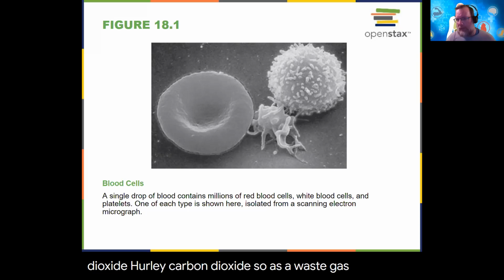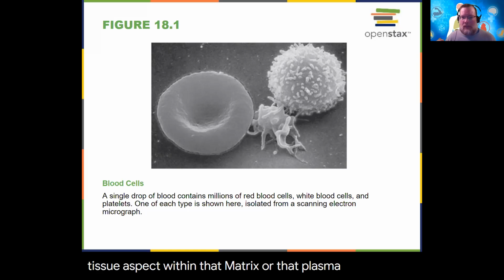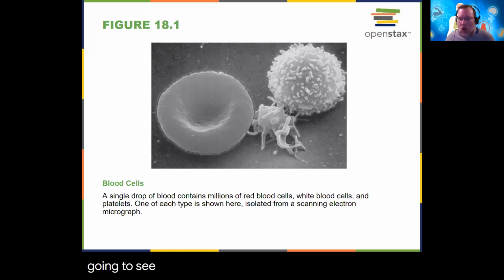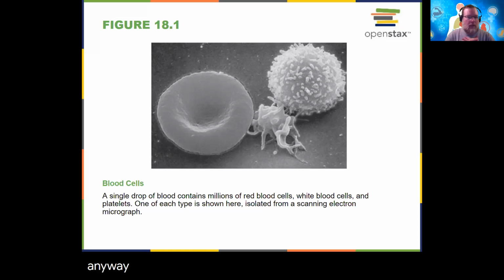So anyway, there's a lot of water. Plasma is the main kind of matrix or component of that part of the connective tissue aspect. Within that matrix or that plasma, again, we're going to see primarily water. So blood is certainly going to be helpful when it comes to hydration mechanisms. So anyway, those are the main components of blood.